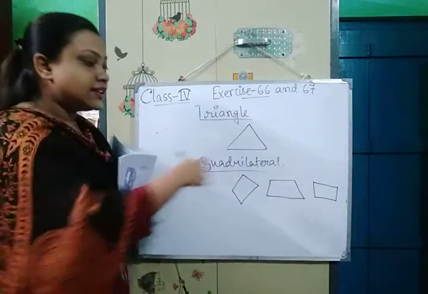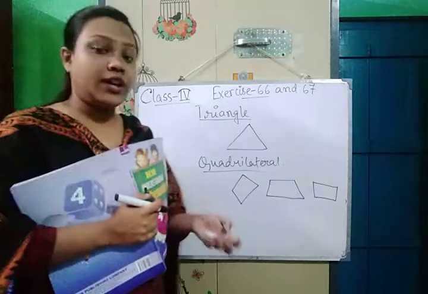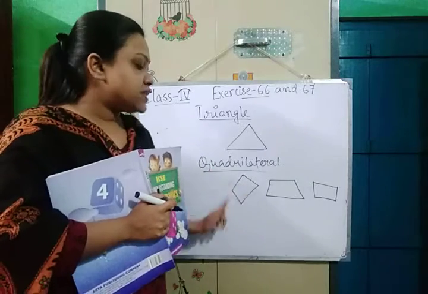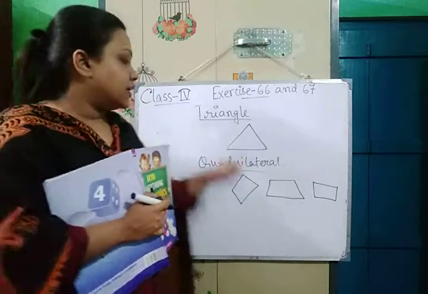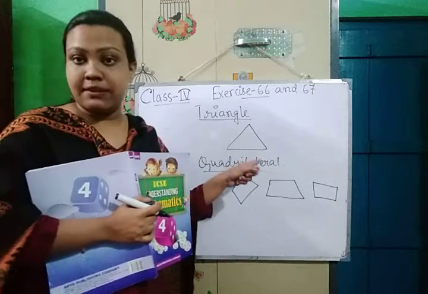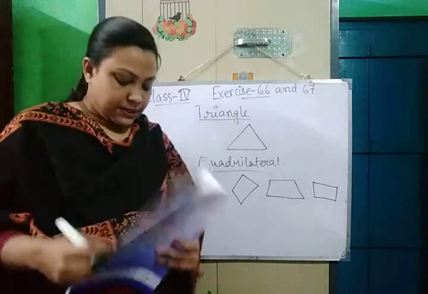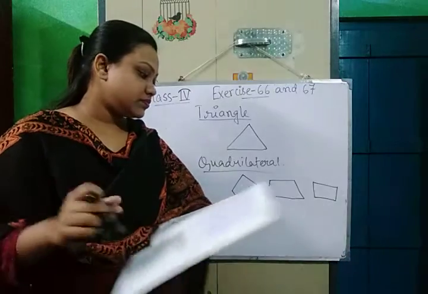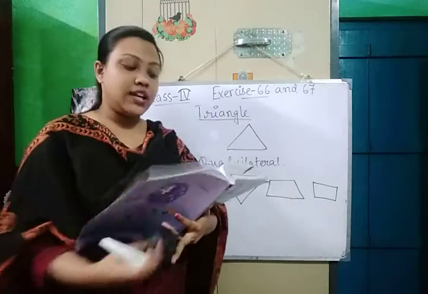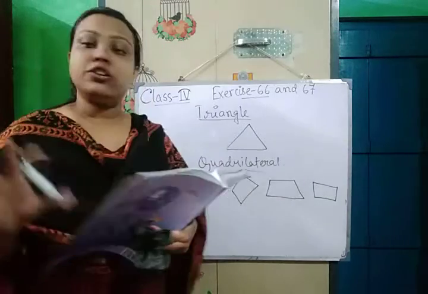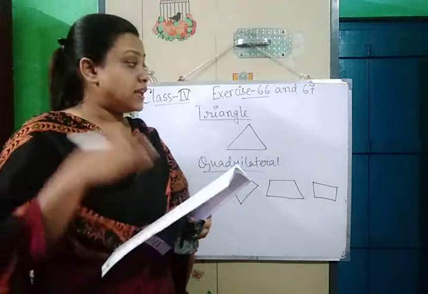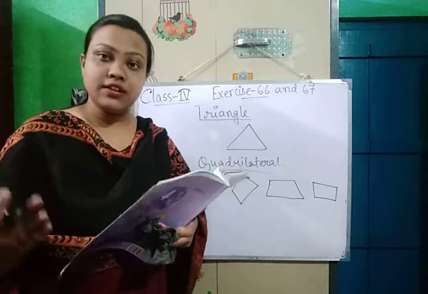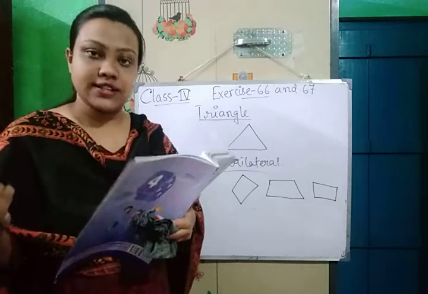So these are the examples of quadrilateral. I told you that 4 line segments will be there in a quadrilateral. In a triangle there will be 3 line segments. So in your class only these 2 types of polygons are explained. Many more types of polygons are there which you will learn in the higher classes.